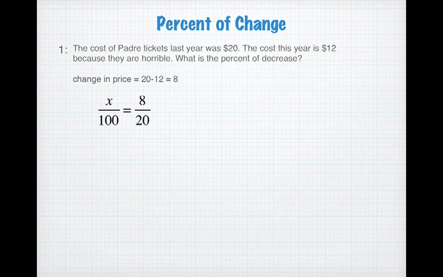So we have x over 100, and our percent of decrease is identified as our variable of x, because that's what we're trying to solve, is equal to 8 over 20, because 8 is the change in price, 20 is the original price. So what we have here is a proportion that can be solved by finding the cross product. Cross product gives us our equation, which solves to x equals 40. So we have a 40% decrease in the price of Padre tickets from last year to this year.